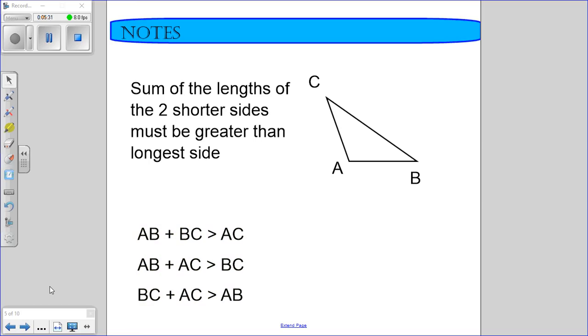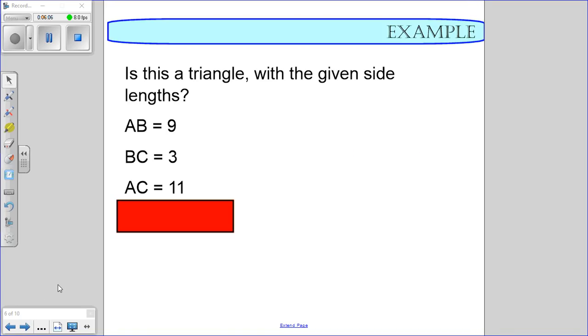So if side AB and BC are my shorter sides, this side and this side, regardless of what it looks like, if they're my shortest sides in length, if I add them together, they have to be greater than this third side. Okay, make sure you write this down. The sum of the lengths of the two shorter sides must be greater than the longest side. Let me show you what that actually looks like though, so it'll make more sense.